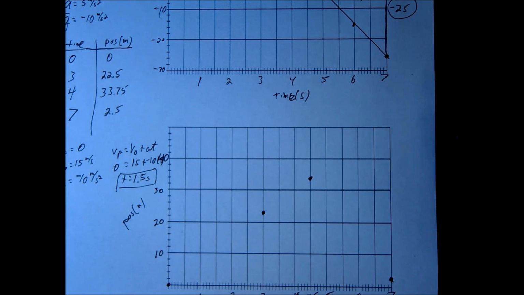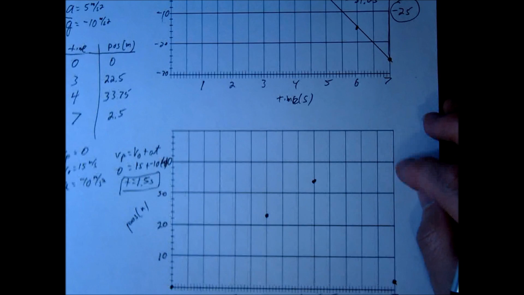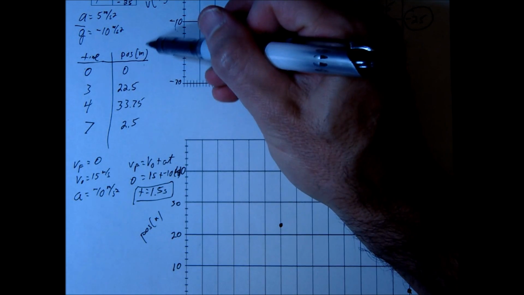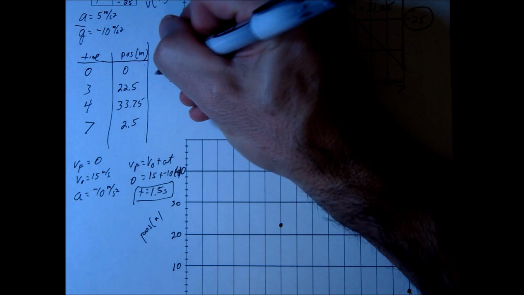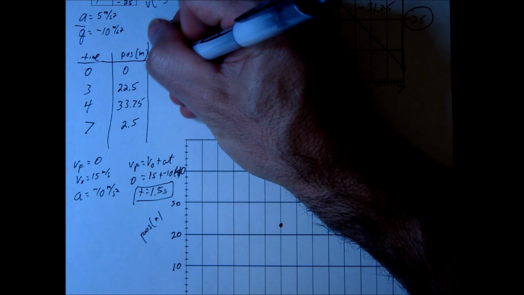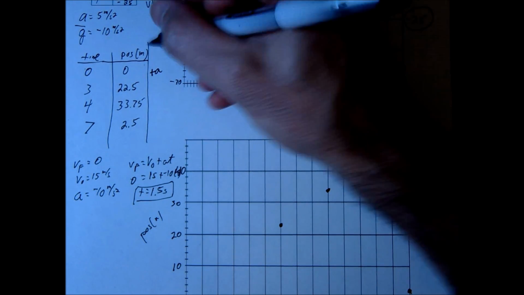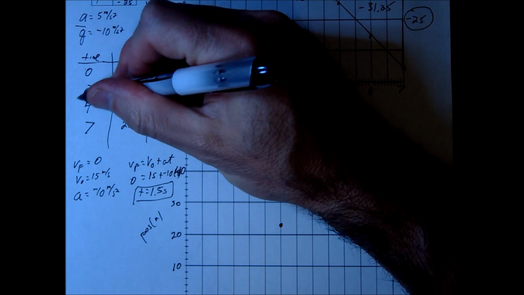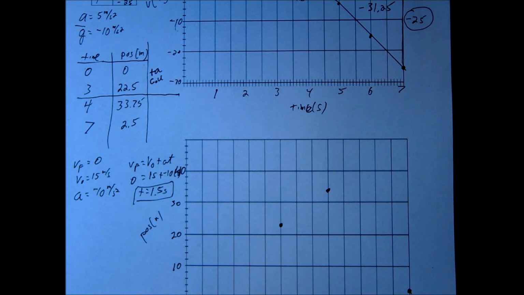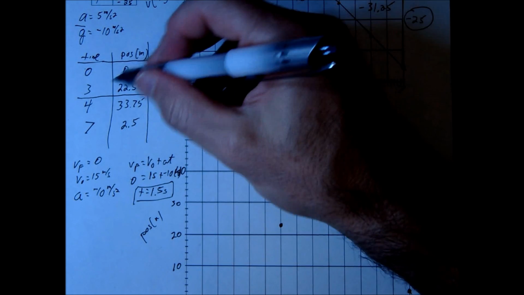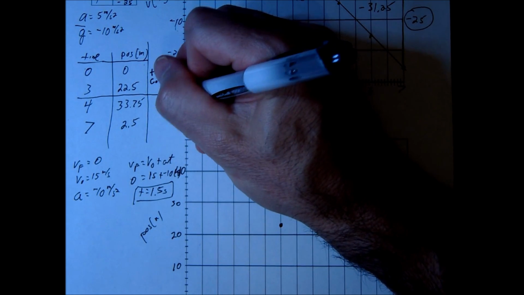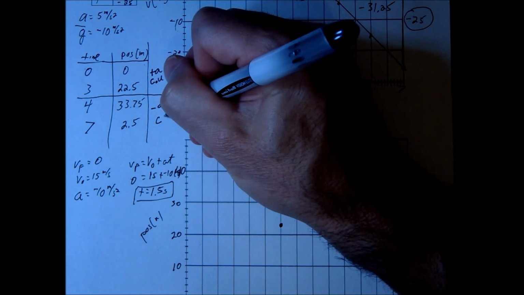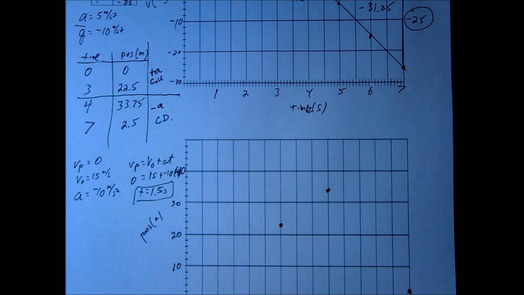So if you remember, the way that we connect these is we look at what's going on with the acceleration. From 0 to 3, remember we had a positive 5 acceleration. So positive acceleration means our graph's going to be concave up. And then from 3 all the way down to 7, we had a negative 10, right? Negative acceleration. That's going to give us a concave down.